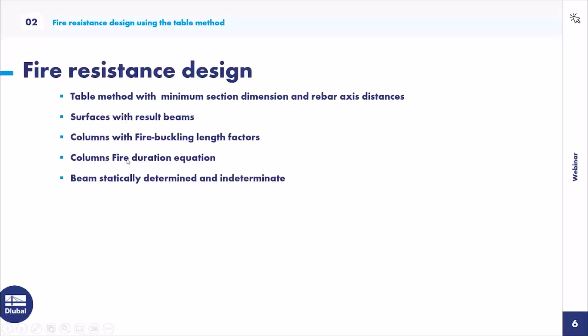Also for columns, we have, next to the table method, the fire duration equation. And okay, I will show you this too. And I will show you for beams, there are in the Eurocode two tables, one for statically determinate and one for indeterminate. So I will show you what you have to do to get the right tables, the right checks of the right table.